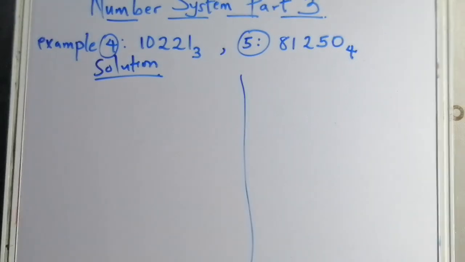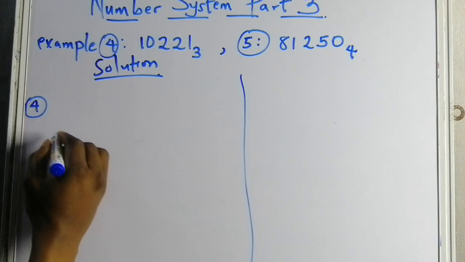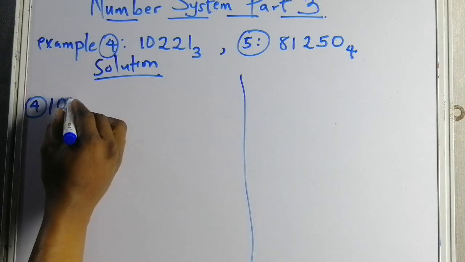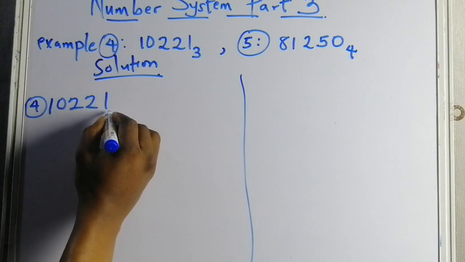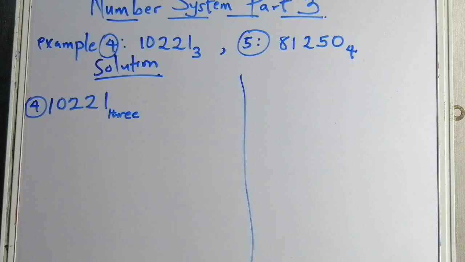I can split this into two. So for example 4, we have 10221 base 3. Like I said, it can be written in figures, it can also be in words. Okay, so 10221 base 3.